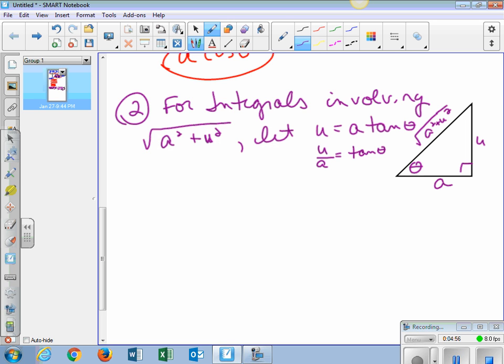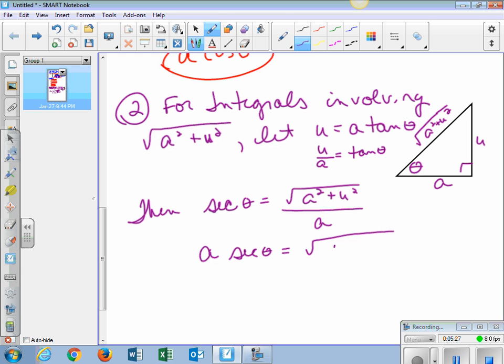So again, I look at my theta and think, how can I get that radical over a constant, where the constant is a and my variables are u? I would look at that and say, well, that would have to be using secant. Then the secant of theta would be my radical, the square root of a squared plus u squared, divided by my a. So then I would multiply and I would have a times secant of theta equal to that square root of a squared plus u squared.